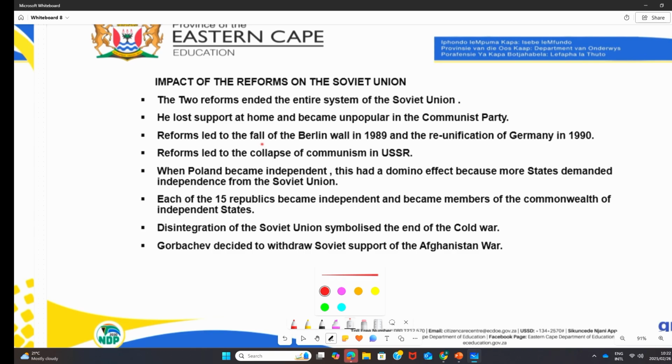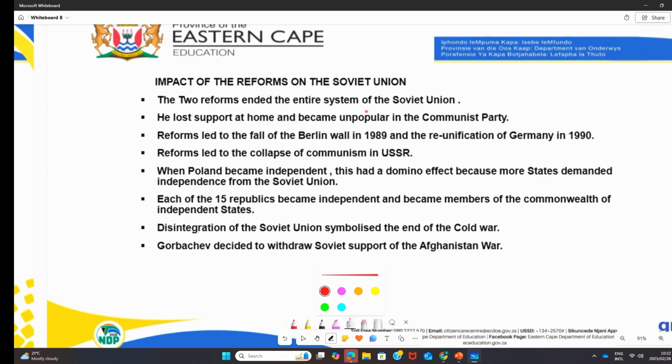The fall of the Berlin Wall in 1989 was caused by the reforms that were introduced by Gorbachev. And even the reunification of Germany in 1990 was one of the impacts of Gorbachev's reforms. The reforms led, again, to the collapse of communism. So the main points here, when you are talking about the reforms: one, you must be able to say it ended the entire system of the Soviet Union. Two, it became unpopular and lost support at home. Three, it led to the fall of the Berlin Wall in 1989. It led to the reunification of Germany in 1990.